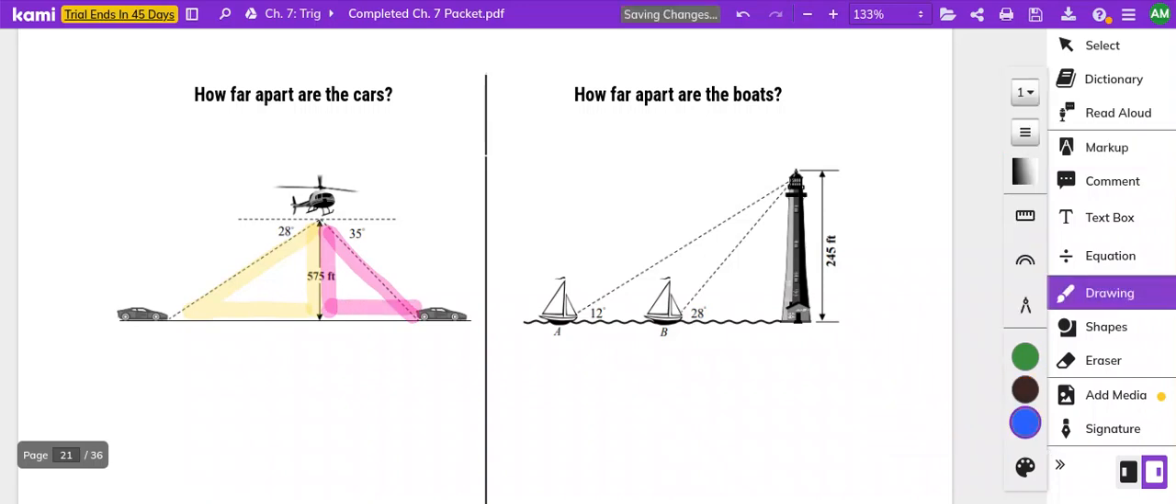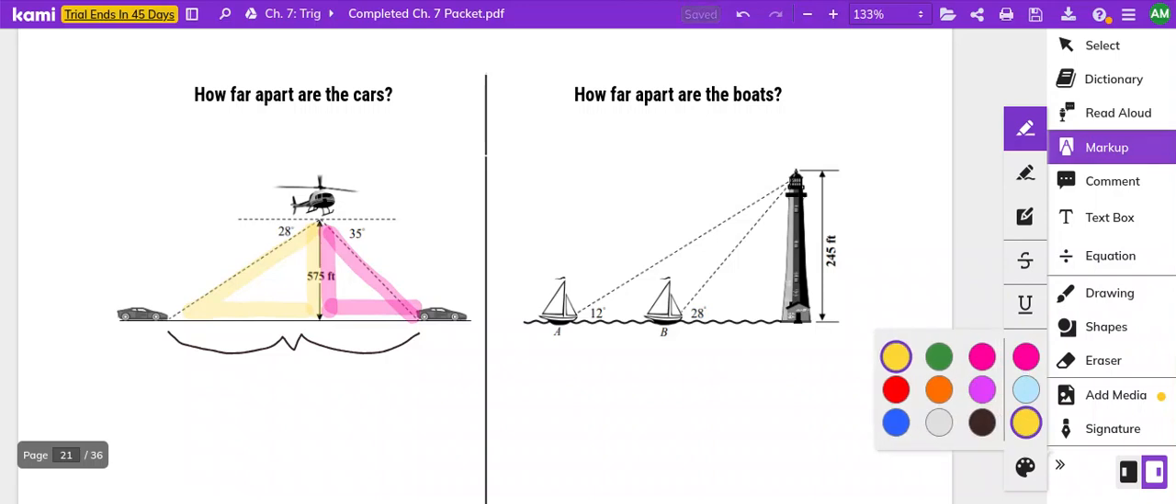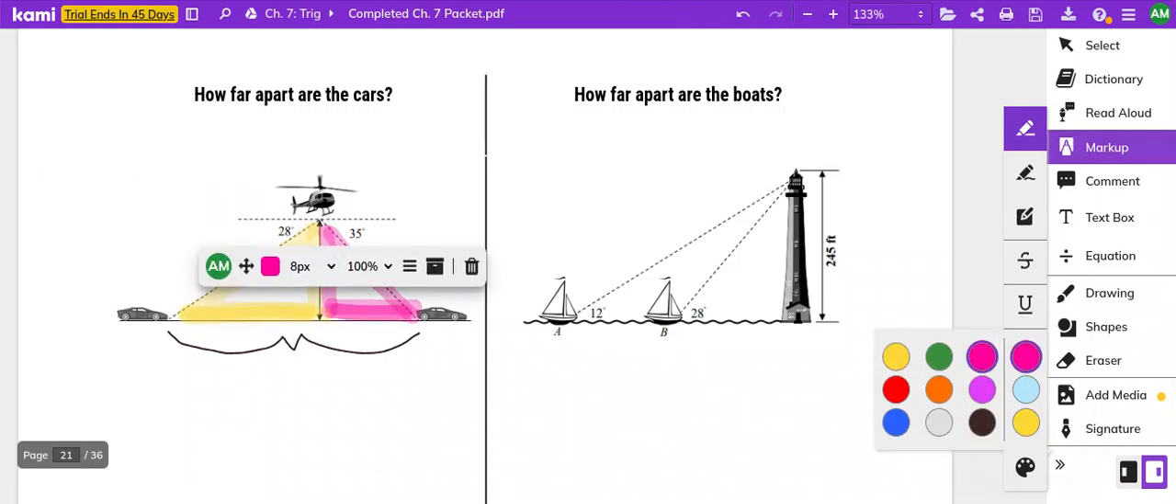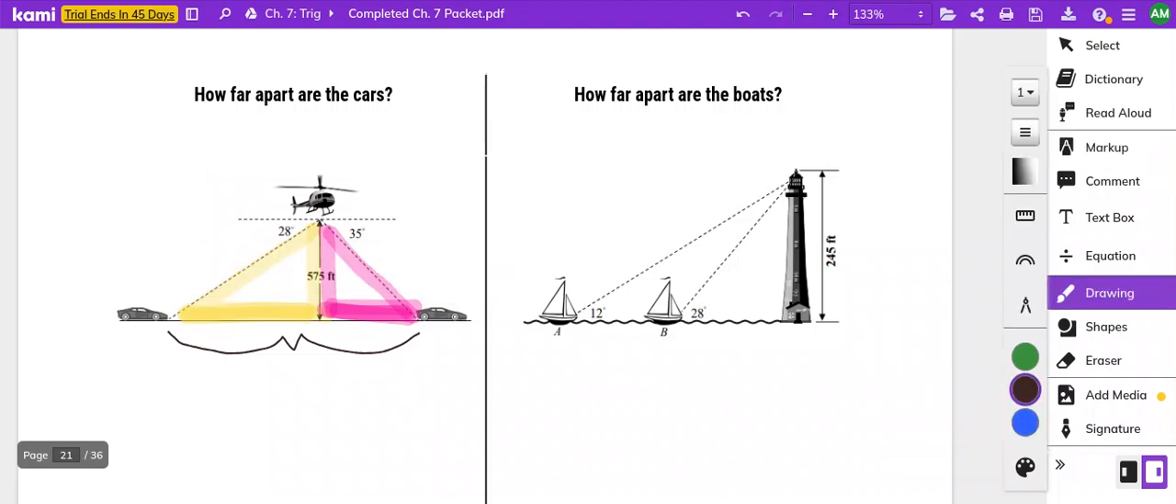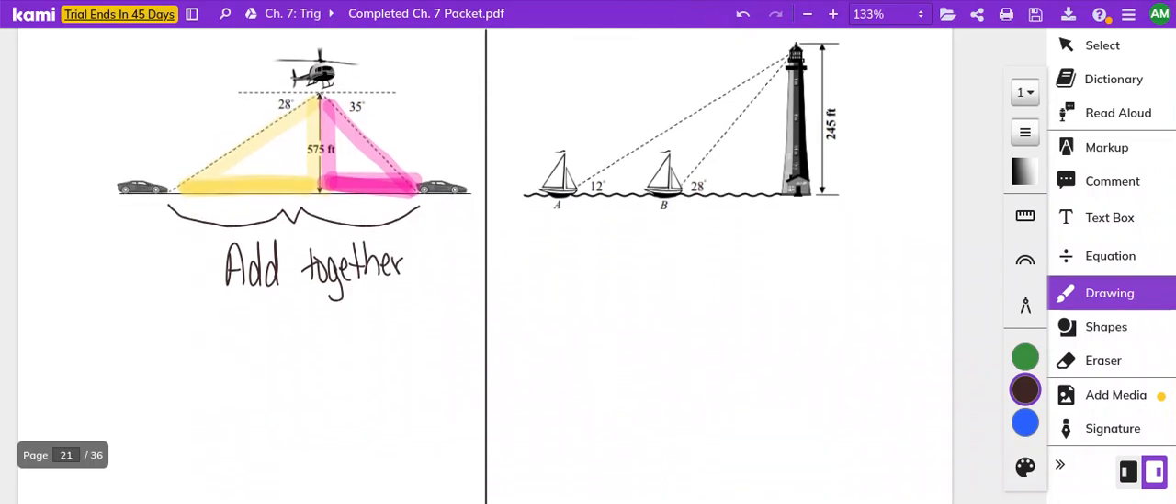Now, what would I have to do to figure out how far apart those cars are? Well, the cars are about that far apart. In order to find the total length, what we could do is take the bottom of each triangle and add them together. Now, how do we actually do that though?